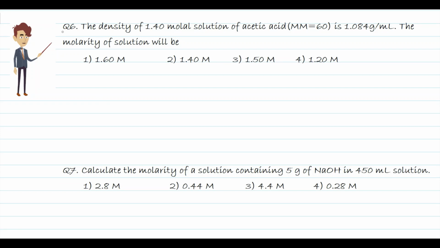Now moving on to question 6. The density of a 1.40 molal solution of acetic acid with molar mass 60 is 1.084 gram per ml. The molarity of the solution will be... All of you know the molarity equation. Capital M is equal to mass of solute W2 divided by molar mass of solute M2 into 1000 by V ml of solution.